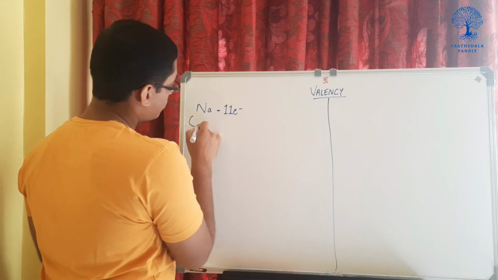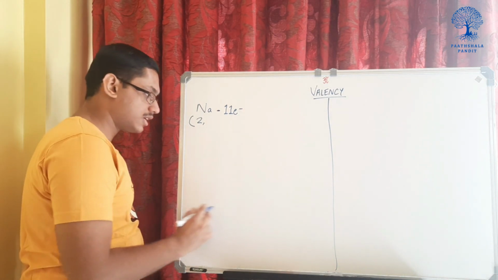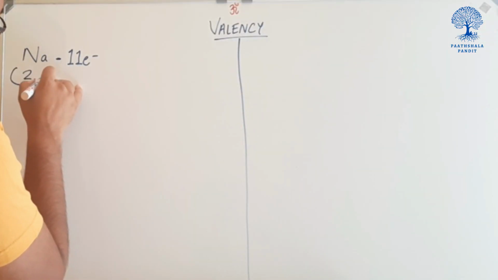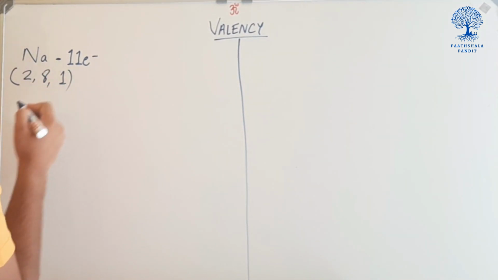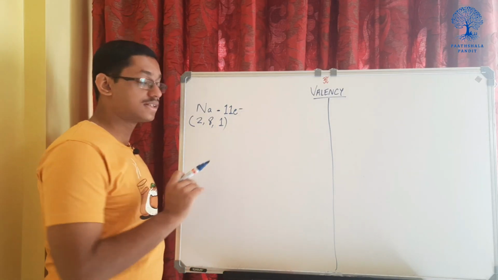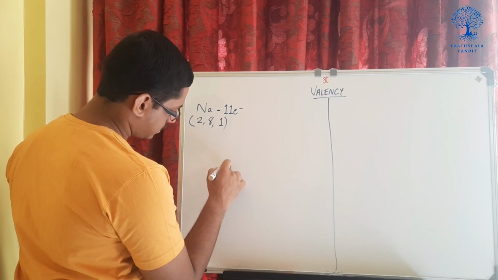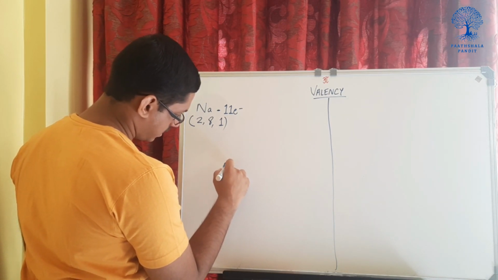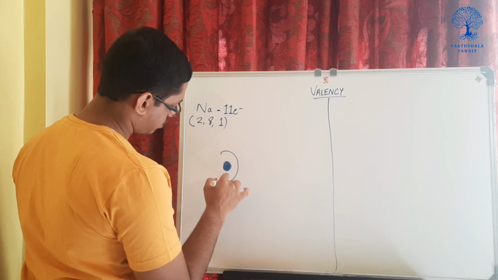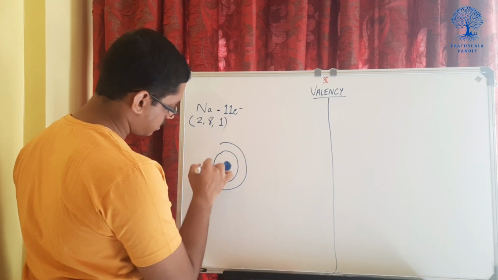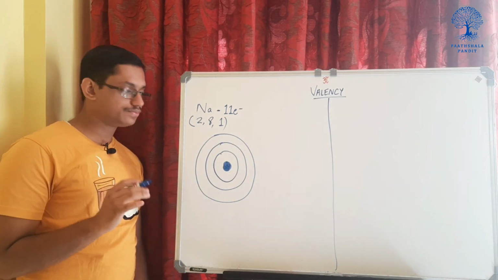Now its configuration: in the first orbit it will have 2 electrons, in the second orbit it will have 8 electrons, and the remaining electrons will be in the third orbit. Okay, 2 8 1, this is its electronic configuration. So let me draw it also. See, this is the nucleus. This is the first orbit, this is the second orbit, this is the third orbit. All right, 3 orbits are drawn.